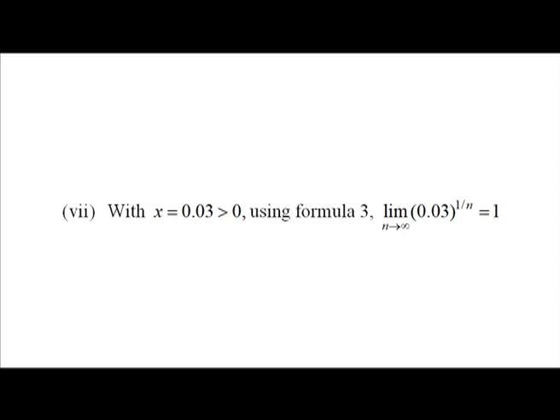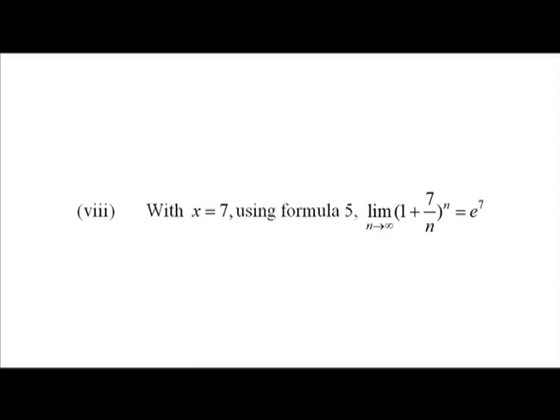Seventh one, with x equal to 0.03 greater than 0, using formula 3, limit of 0.03 whole power 1 upon n as n approaches infinity is 1. Eighth one, with x equal to 7, using formula 5, limit of 1 plus 7 upon n whole power n as n approaches infinity is e power 7.